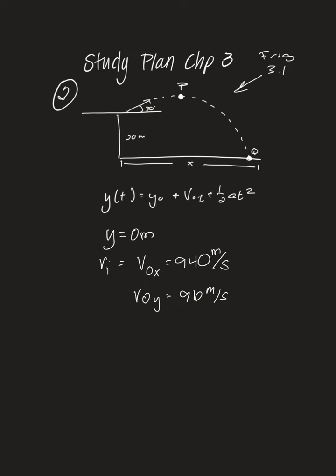The particle reaches maximum height, so max height at point P. So it reaches maximum height here. Then it falls and strikes the ground at point Q. So this is point Q.